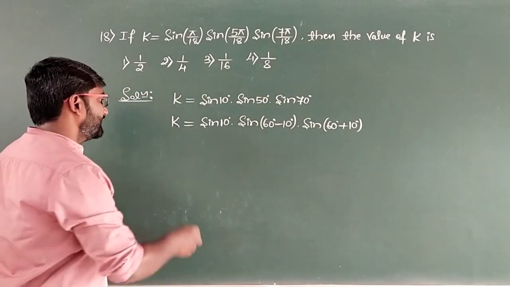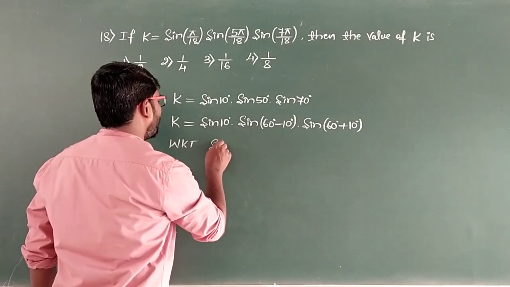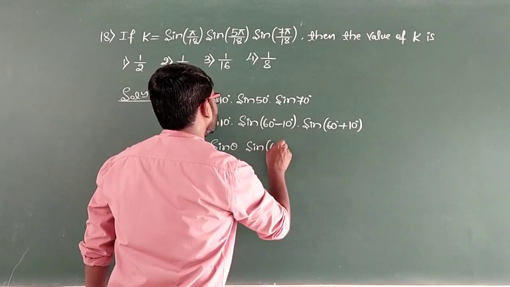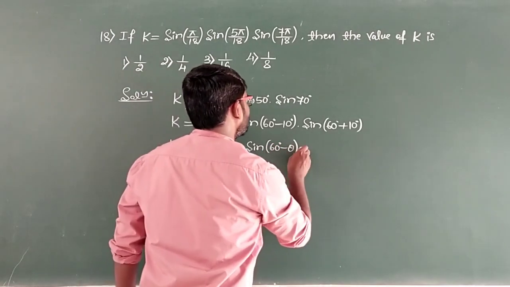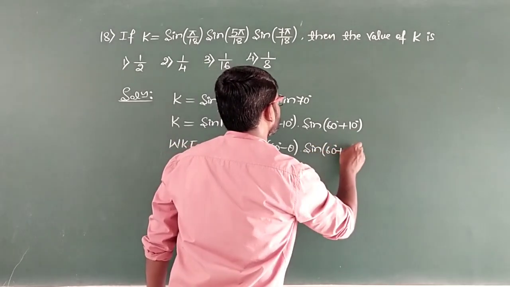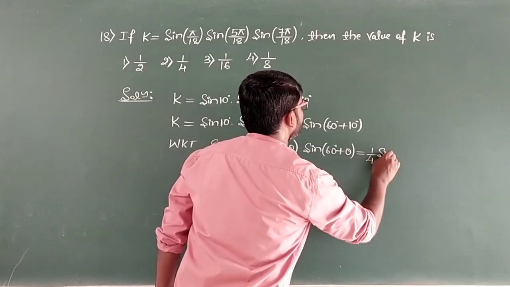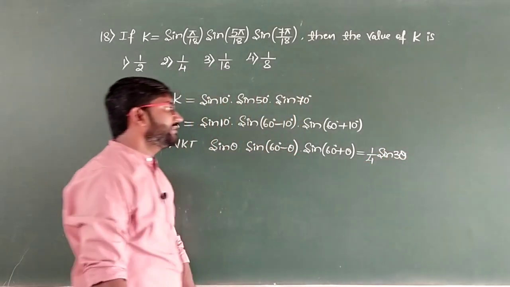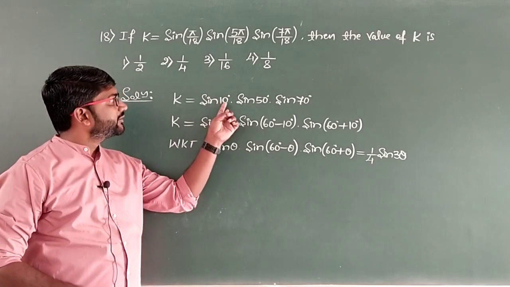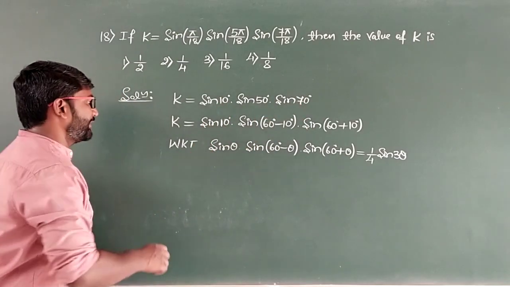So we have the formula here. We know that sin theta into sin of 60 degree minus theta into sin of 60 degree plus theta equals 1 by 4 into sin 3 theta. What is theta here? Theta is the smallest angle. Out of these three angles, the smallest angle is 10 degree. This we have to take as theta.